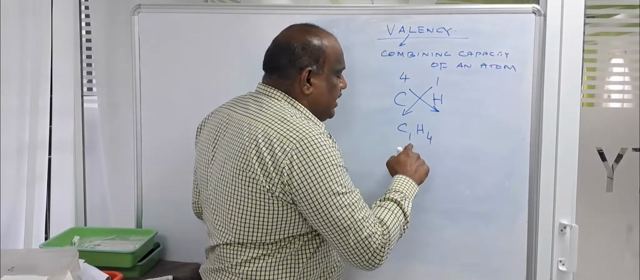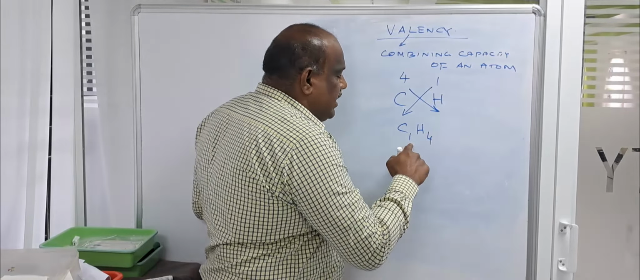Totally 10, and already 2 are gone, so the remaining 8 will be here. Remaining 8: 2, 4, 6, 8. So there are 8 electrons in the second orbit L and 2 electrons in the first orbit K. Totally I am getting 10 electrons. This is the way the electrons have been arranged in the neon atom.